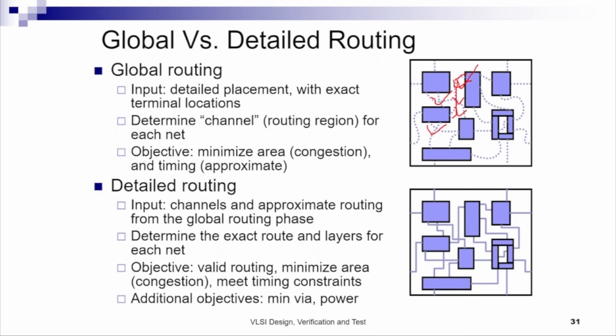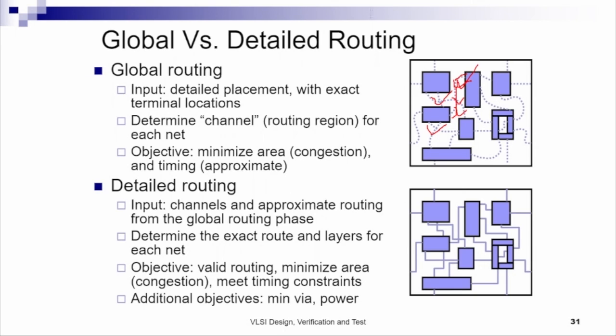Whether these wires will pass is found out in the detailed routing phase. So we take each channel at a time. From the global routing phase, we know what wires will pass through this channel, and then we find an exact track for each of these wires. The objective is to obtain a valid routing, minimize area, meet timing constraints, etc.